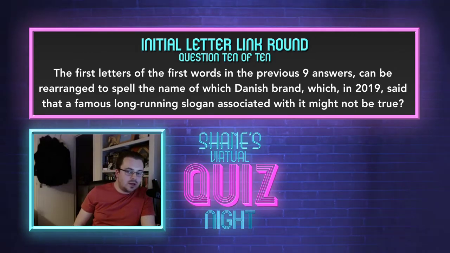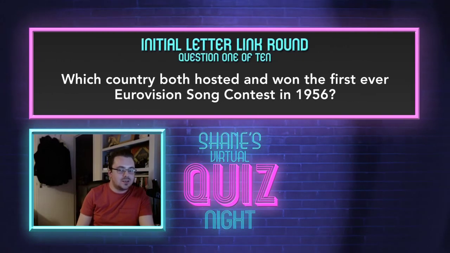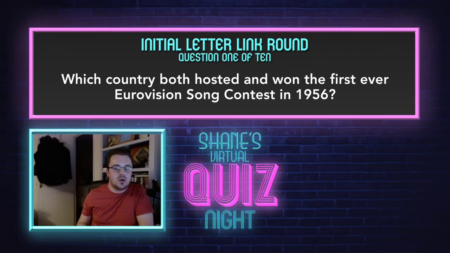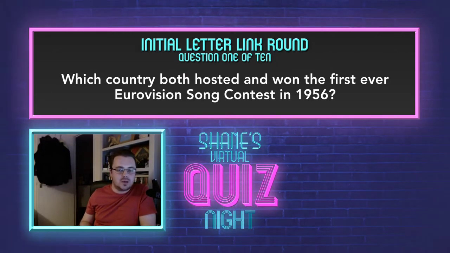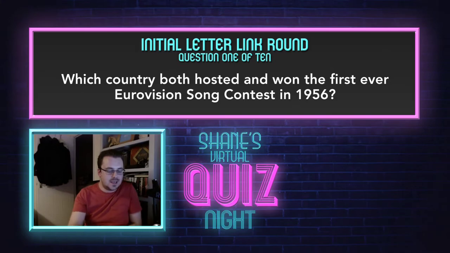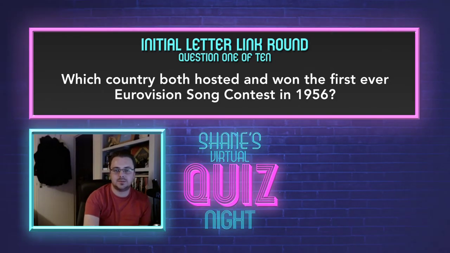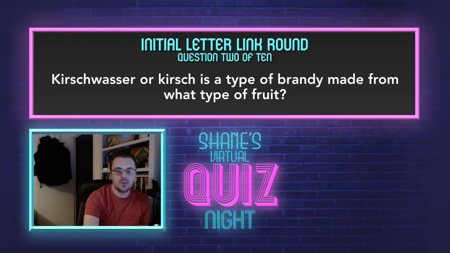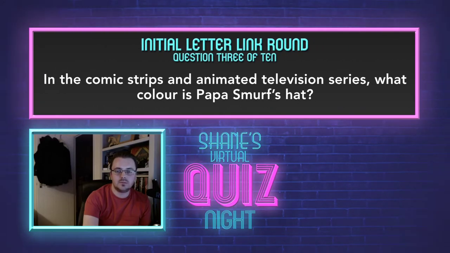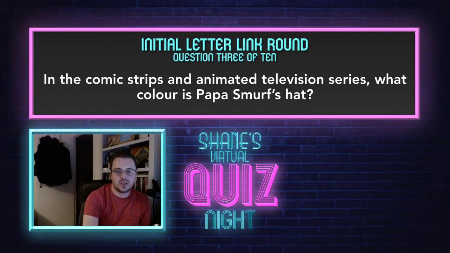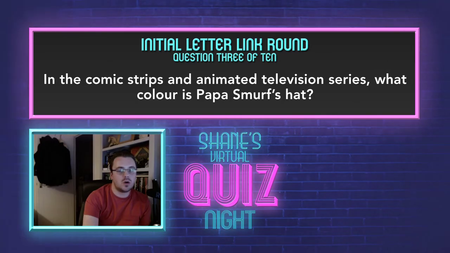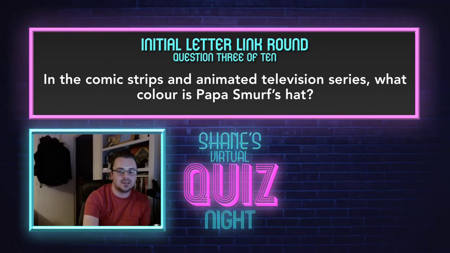So I'll quickly flip through the questions again just in case you missed any. Question 1 was, which country both hosted and won the first ever Eurovision Song Contest in 1956? Question 2 was, Kirschwasser or Kirsch is a type of brandy made from what type of fruit? Question 3, in the comic strips and animated TV series, what colour is Papa Smurf's hat?